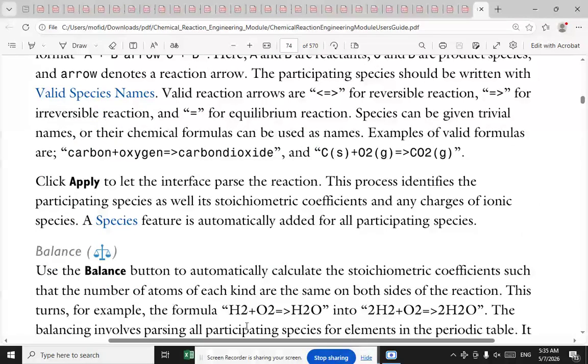Valid reaction arrows are bidirectional for a reversible reaction, one-directional for an irreversible reaction, and equality for an equilibrium reaction. Species can be given variable names, or their chemical formulas can be used as names. Examples of valid formulas are carbon plus oxygen, reversible, or irreversible and one-directional, carbon dioxide. In other words, we can say that carbon as a solid plus oxygen as a gas, in a one-directional or irreversible equation, gives carbon dioxide as a gas.